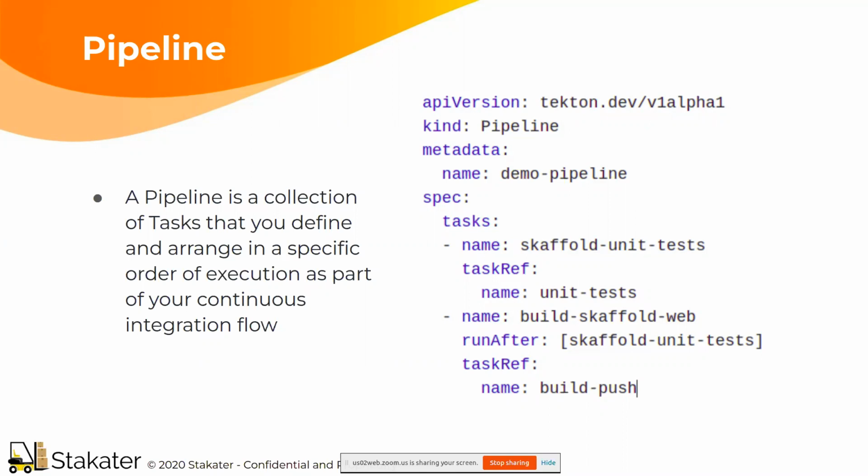One is scaffold unit test, another one is build scaffold web. Scaffold unit test is referencing the task called unit test, and build scaffold web is referencing the task build push. And as you can see, we have defined runAfter. It makes sure that the first task is executed before the second task starts running. So to define a series of steps, we define runAfter to say which task needs to run after which task.